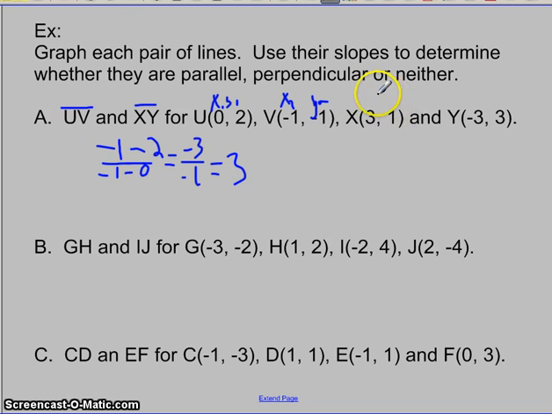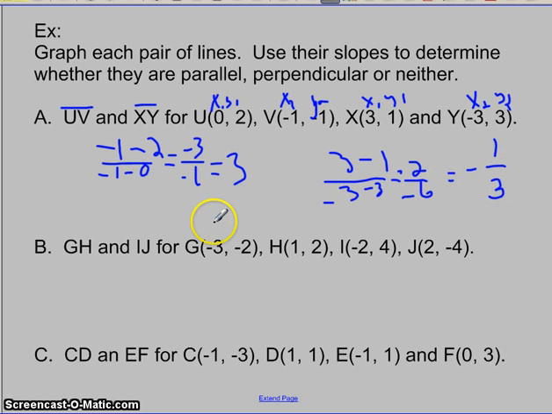Now we need to do the same thing over here on this side. We've got our x1, y1, x2, y2. So we're going to have a 3 minus a 1 over a negative 3 minus a 3. So it looks like that will be a 2 over a negative 6, which would be negative 1/3. Well, they're not the same, so we know it's not parallel. But what happens if I multiply 3 times a negative 1/3? Well, notice the 3's are going to cancel out, and that's just going to leave me with that negative 1 left. So if I multiply them, I get negative 1. That tells me that these lines are perpendicular.